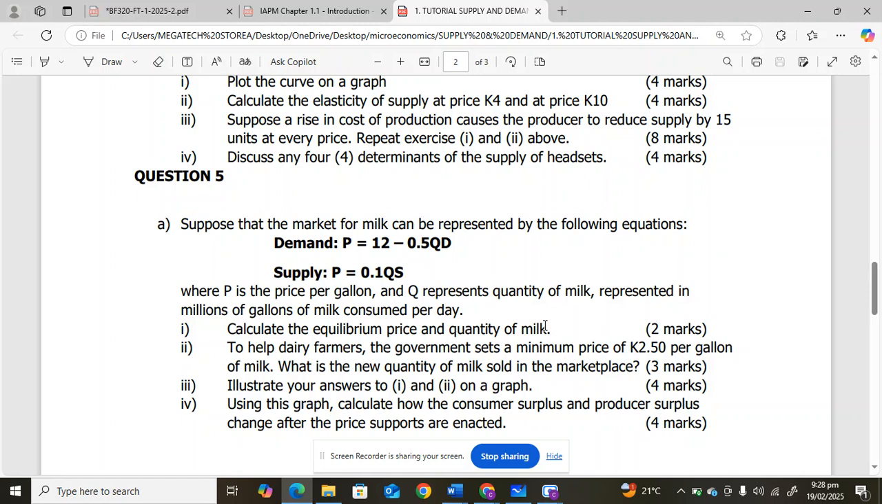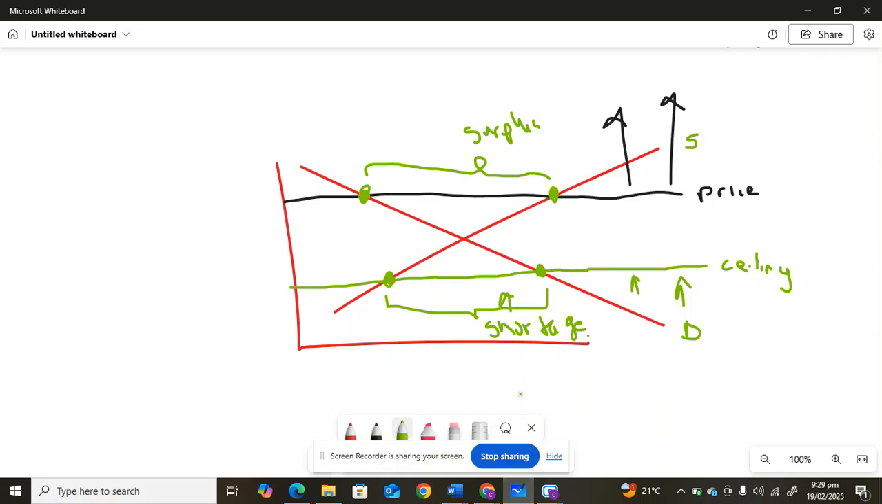So, colleagues, the way we calculated equilibrium last time is the same way, even though they give you inverse equations. Okay, you can still calculate them. So let's calculate the equilibrium price and quantity. Equate these together. So let us calculate. Let me bring this question here.